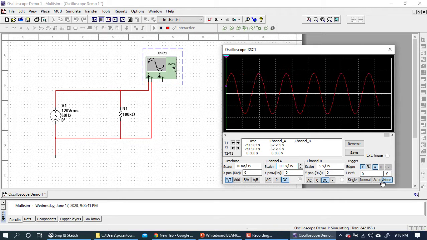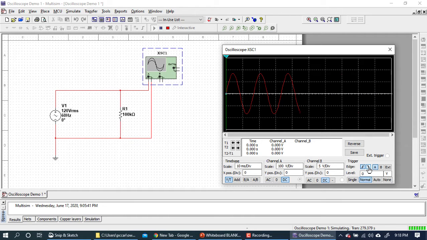So what we're going to do is set it to normal. Now we've set it to normal, and the level has been set to 0 volts. What that means is on the rising edge at 0 volts, this oscilloscope will trigger or sync the waveform on the left side of the screen at that point. So if you look at the left side of the screen, this waveform starts at 0 volts on the rising edge. So that's where the waveform starts.